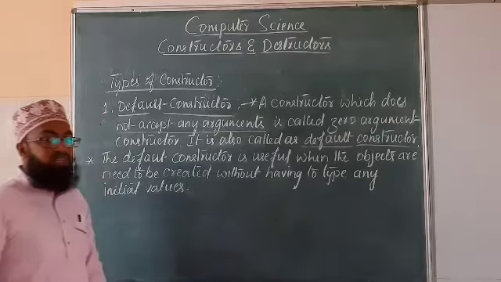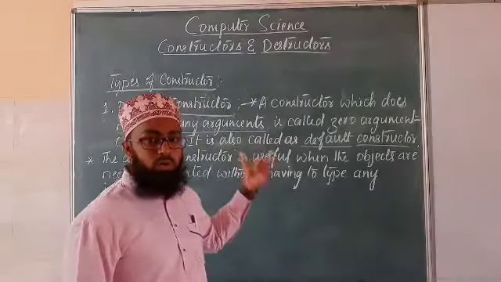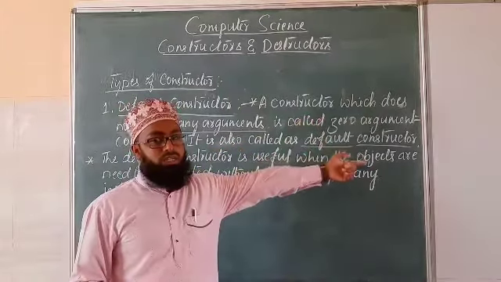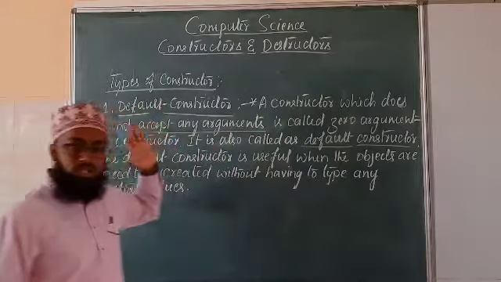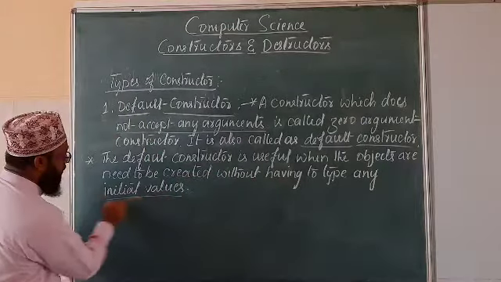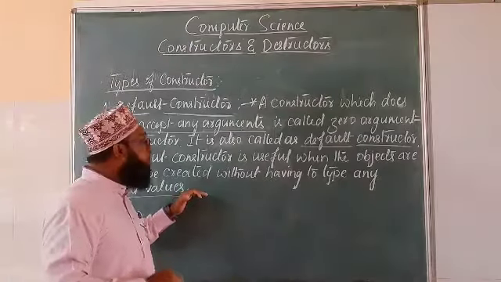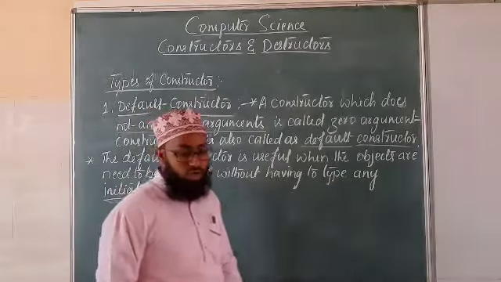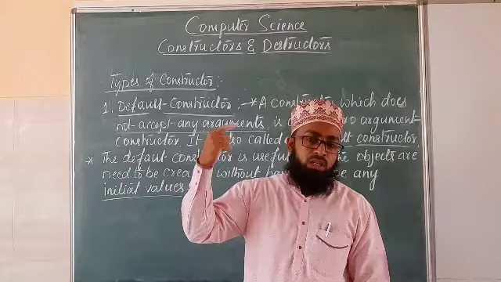So like this we can define the default constructor. It is a constructor which does not accept any argument, so it is called a zero argument constructor. And one more name for this constructor is the default constructor. It is useful at the time of creating objects without giving initial values. So if you are asked the question, write about the default constructor, then you need to write these two points.